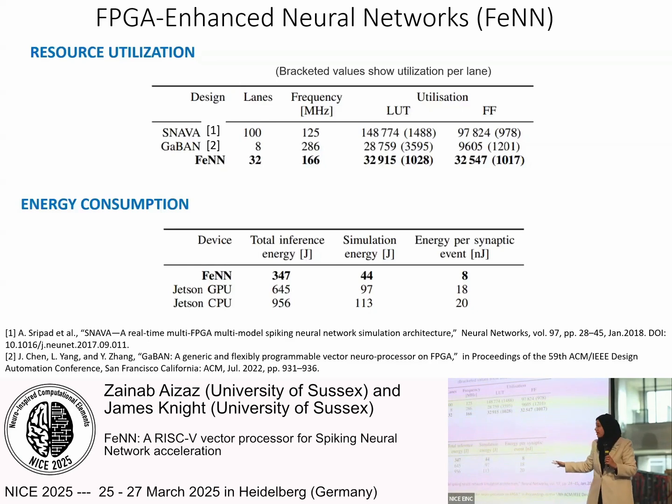As far as energy is concerned, we have the total inference energy that we calculated. We compared it with GPU and CPUs, and we got one half of the GPU and one third of the CPU. The simulation energy is obtained by subtracting the idle power and the power for copying the data from memories to the input. So we remove the idle power and the power of copying data from the total inference energy to get the simulation energy. This is our simulation energy compared to the Jetson GPU, and divided by synaptic events, we got these results.